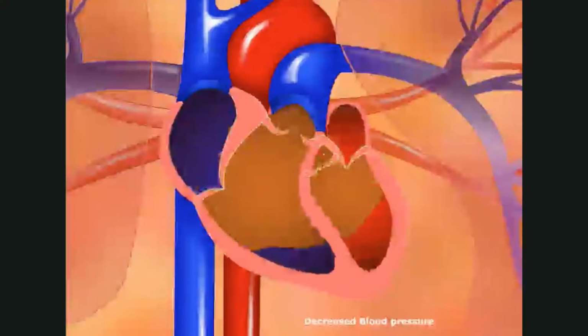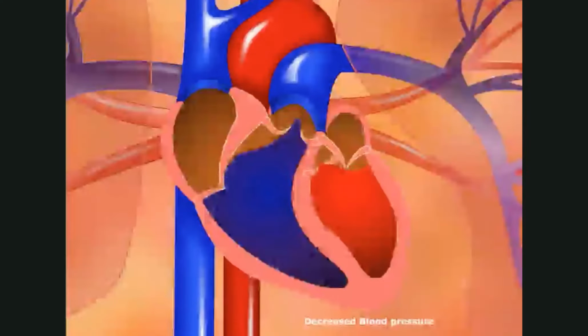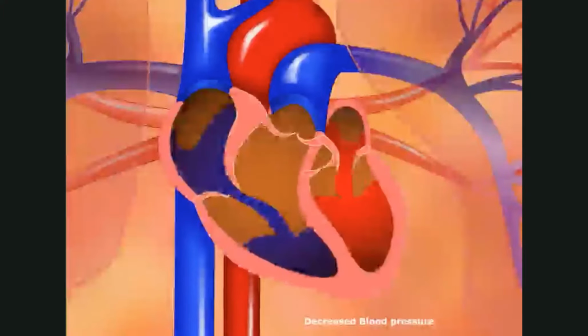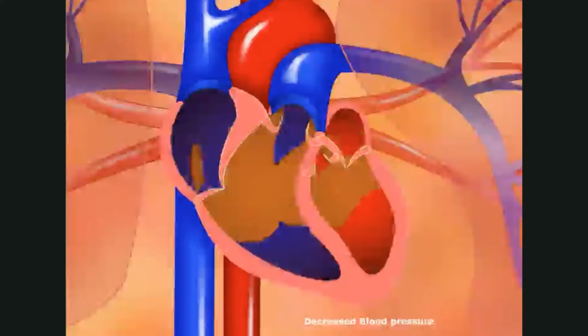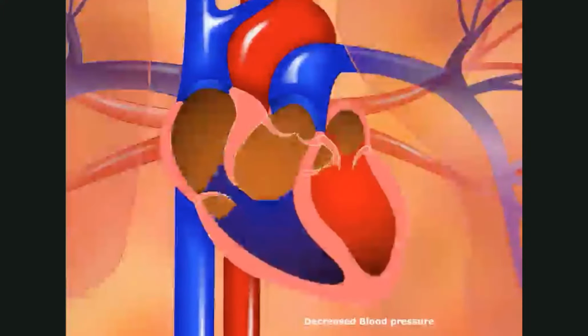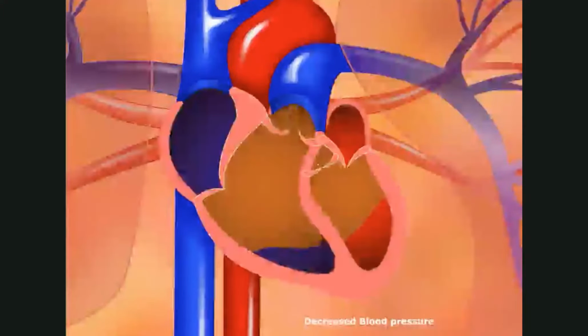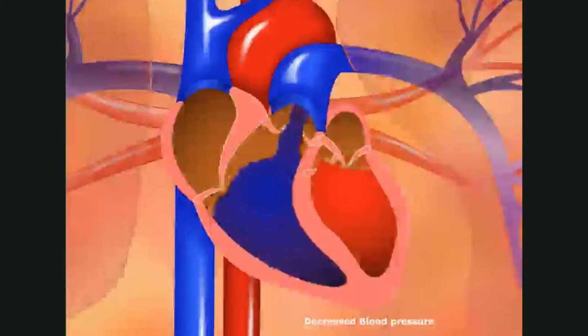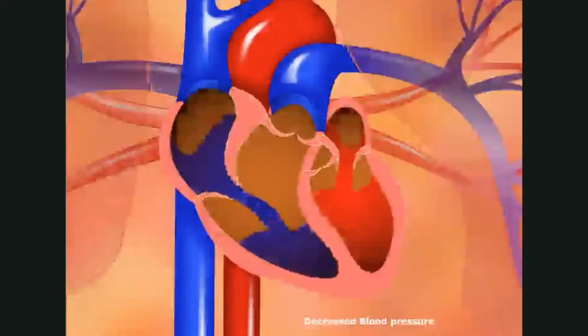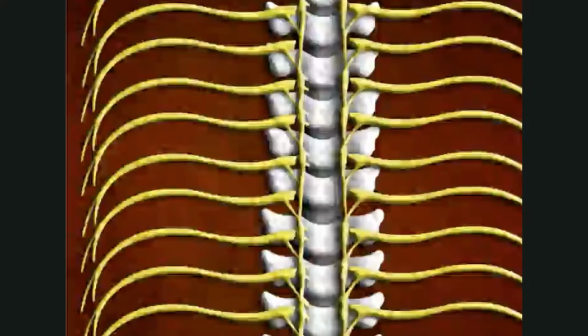In response to the decrease in blood pressure, the body tries to compensate through the activation of the sympathetic nervous system and the renin-angiotensin-aldosterone system. Let's review the activation of each one of these systems in detail. Let's start with the activation of the sympathetic nervous system.